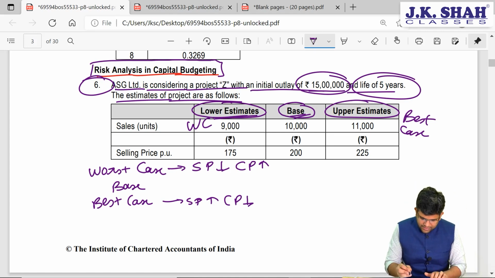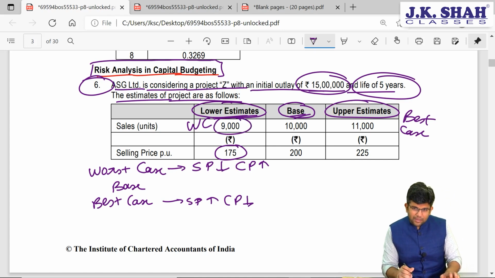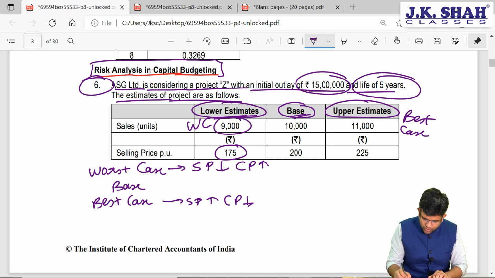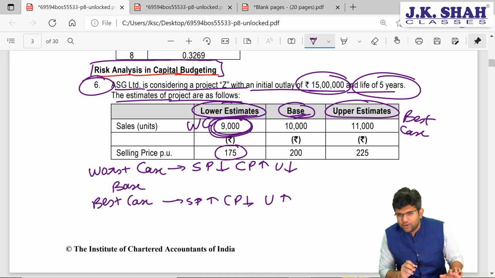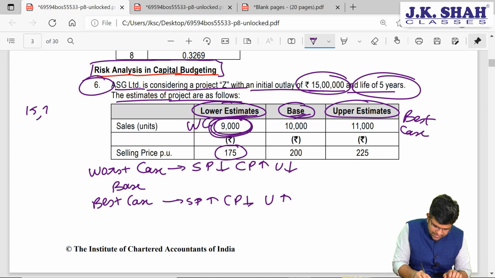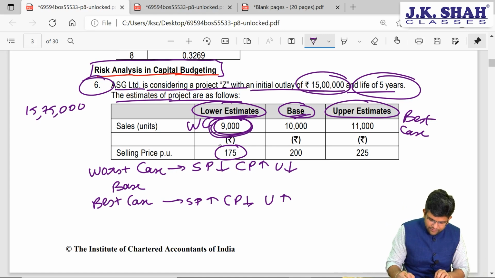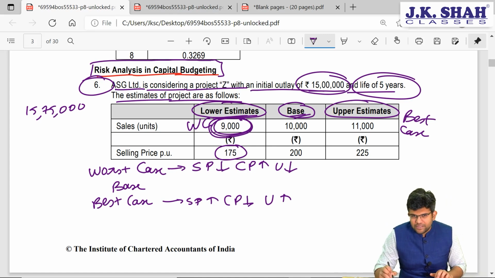If I talk about the worst case, do you realize the lowest selling price it can get is 175 rupees per unit? So can I say 9,000 units? In fact, in the worst case, children, do you realize even the units sold will be lowest, and in the best case the units sold will of course be the highest. That is given in the table itself, right? Moving on. So 9,000 units only you are able to sell in the worst case. So 9,000 into the lowest selling price 175, can I say 15,75,000 will be your expected cash revenues, correct? Expected cash revenues if you go for the worst case assumption.